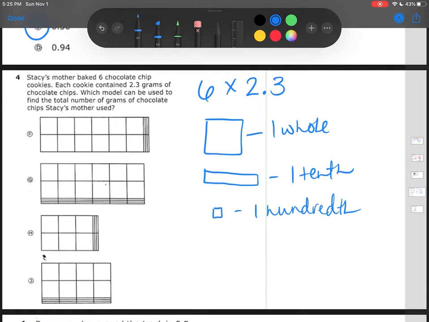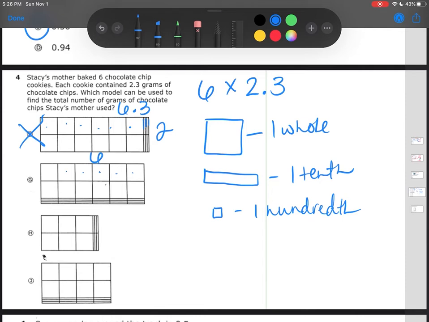So let's try to see if we can find an area model where it shows 2 and 3/10 6 times, right? Well, let's look at F. So F is first. I've got 1, 2, 3, 4, 5, 6 wholes and 3/10. So that would be 6 and 3/10. But it's got it twice, so it'd be 6 and 3/10 times 2. That's not our problem, so that's not correct.